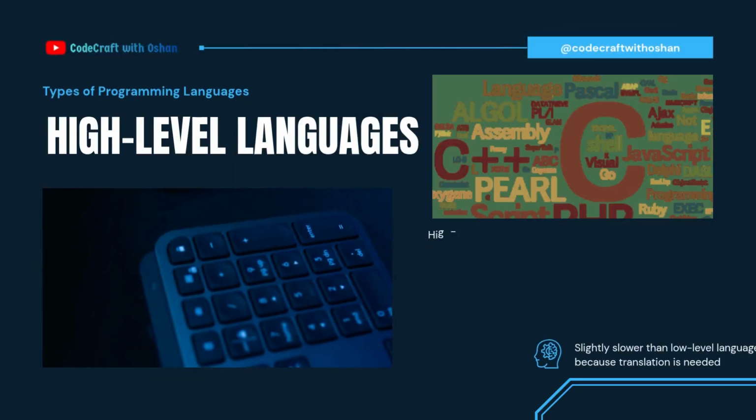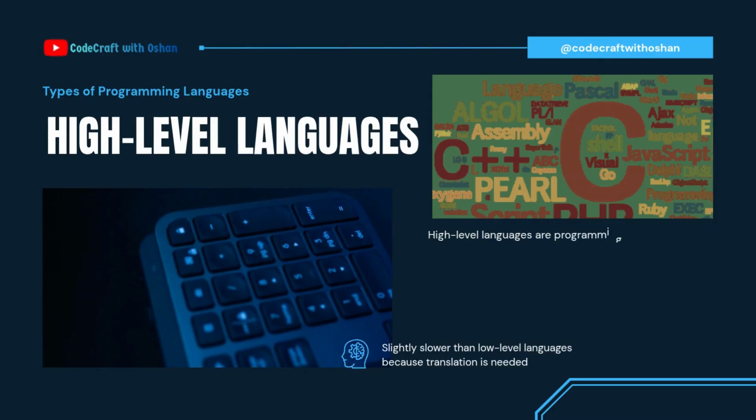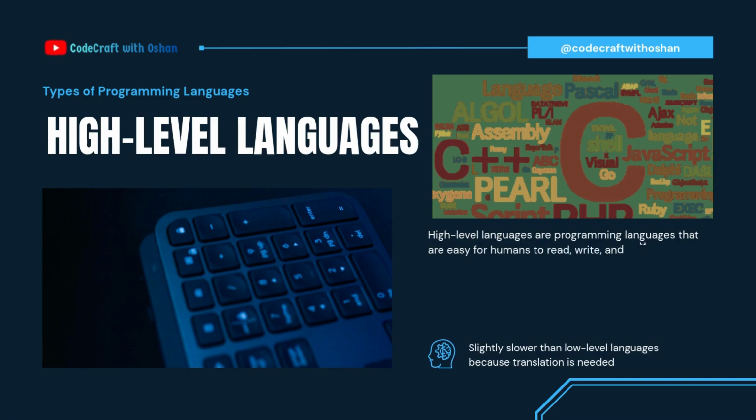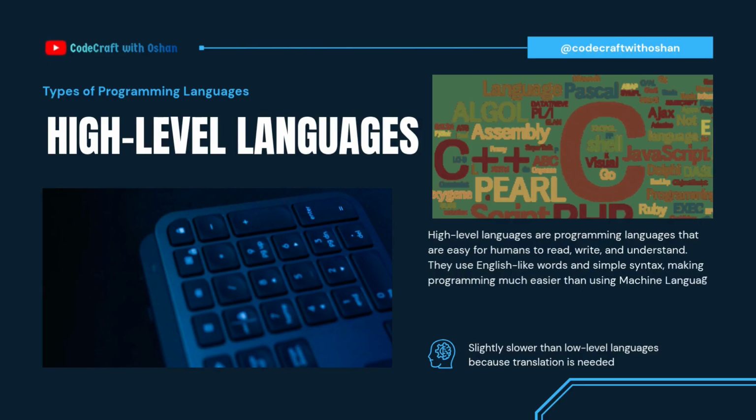Let's talk about high level languages. High level languages are designed to be easy for humans to write and read. They use English-like words and simple syntax. Examples are Java, Python, C++. For example, in Java, we can simply write a statement like hello world instead of writing thousands of zeros and ones. This makes programming faster and easier. However, computers cannot understand these languages directly, so they must be translated into machine language. So high level languages are slightly slower than low level languages because the translation is needed.